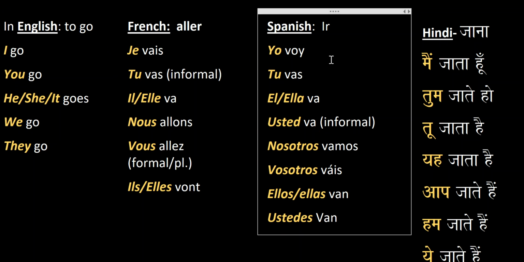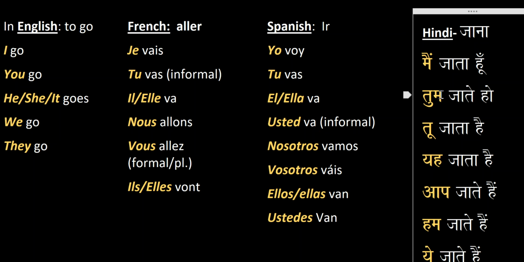Now, in French and in Spanish, they have a formal form of you and an informal form of you. Same thing in Hindi. The formal form of you is आप, and the informal form of you is तुम. So if I wanted to talk to an adult, I would say आप जाते हैं, if I had respect for that adult, if it's my mother or father, or a teacher. If I'm talking to a friend, I would use tum or tu, which are more informal.